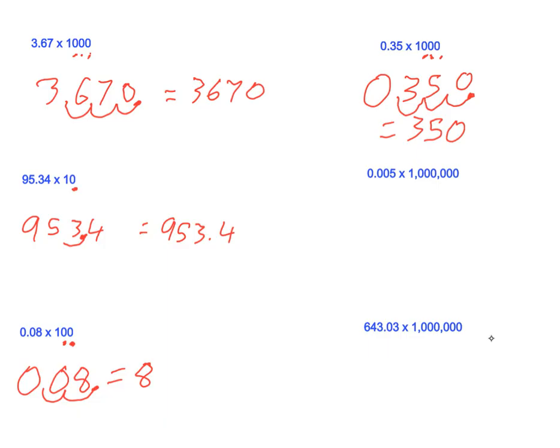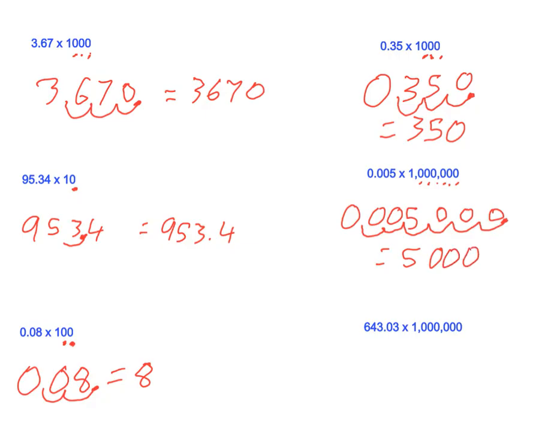Next one. 0.005 times a million. 1, 2, 3, 4, 5, 6 zeros. So that means we're going to move it 6 times. So there's 0.005, and my dot was normally here. So I'm going to move 6 times. 1, 2, 3, 4, 5, 6. Now I've got a few little loops here, so I've got to fill those gaps. 1, 2, 3. So it's going to be 5 and 3 zeros. That equals 5,000.